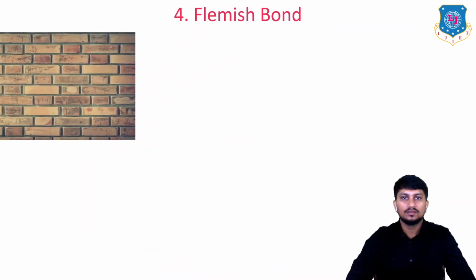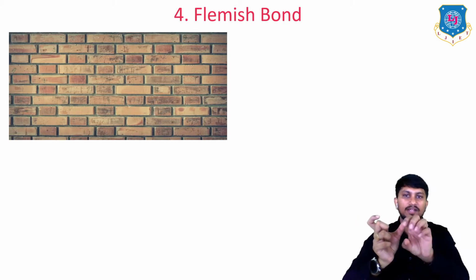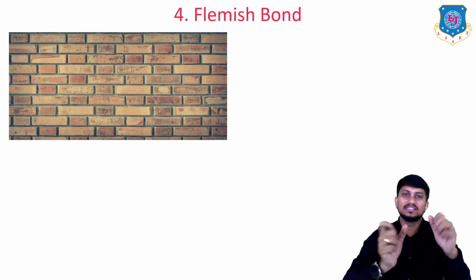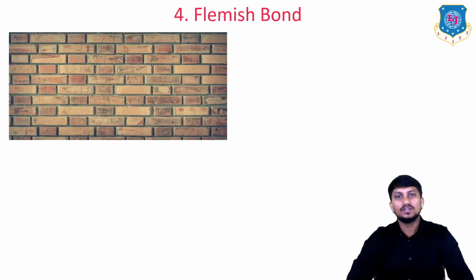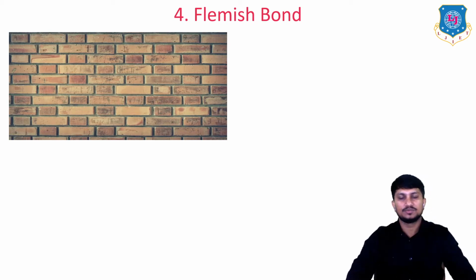Next is Flemish bond. This is how Flemish bond looks like. If you compare this Flemish bond with English bond, you can clearly see that in each layer, one stretcher, one header, one stretcher, one header is placed. In English bond, a whole layer is made with stretchers, and a whole layer is made with headers. This is the main difference between English bond and Flemish bond.